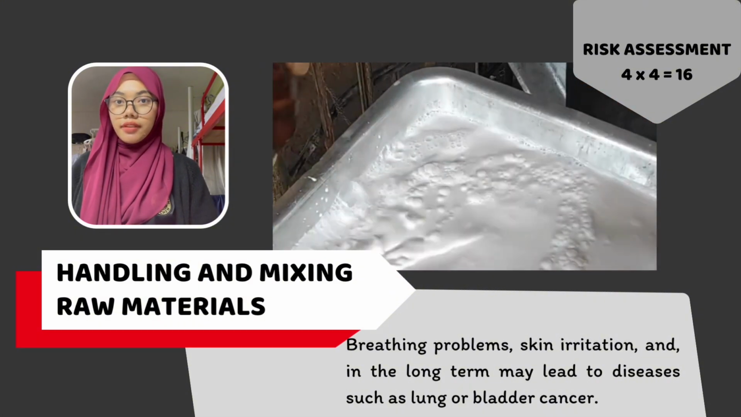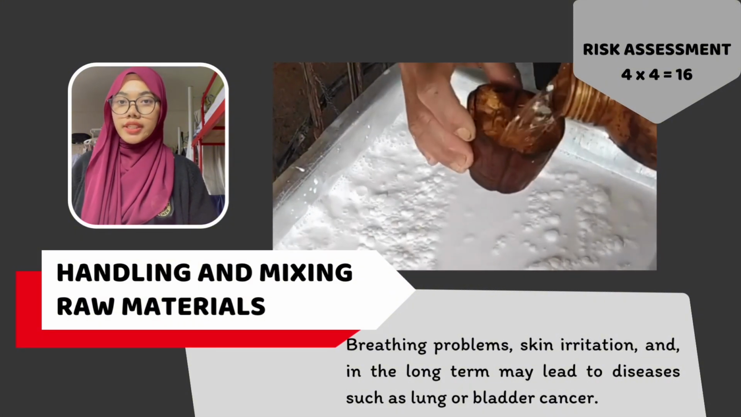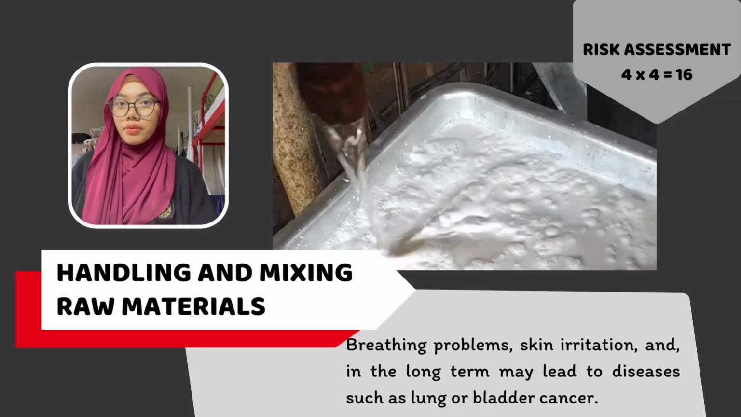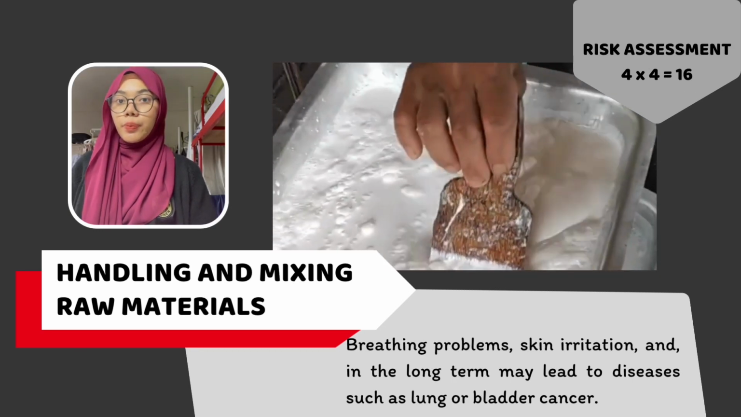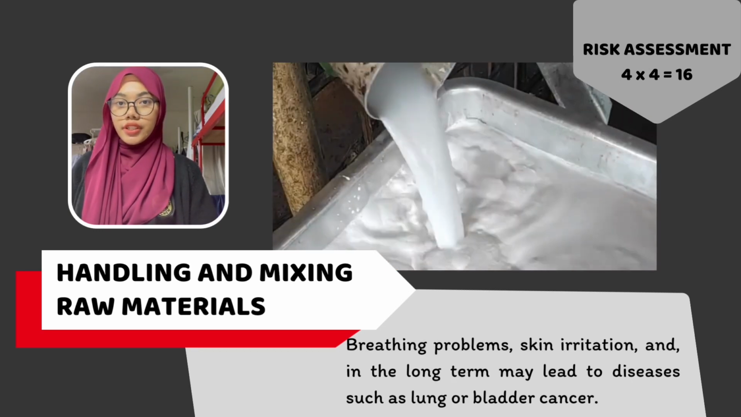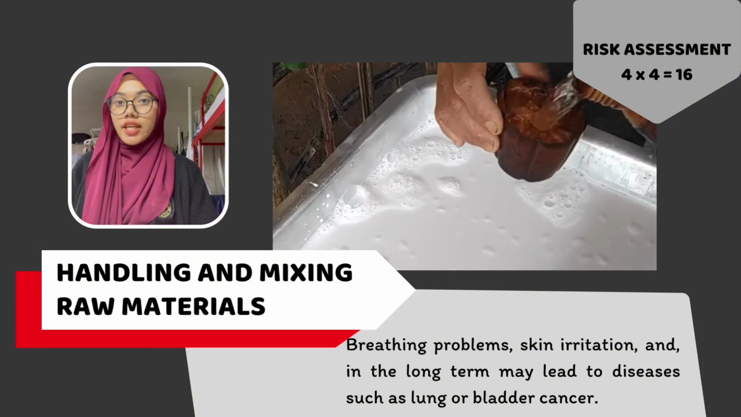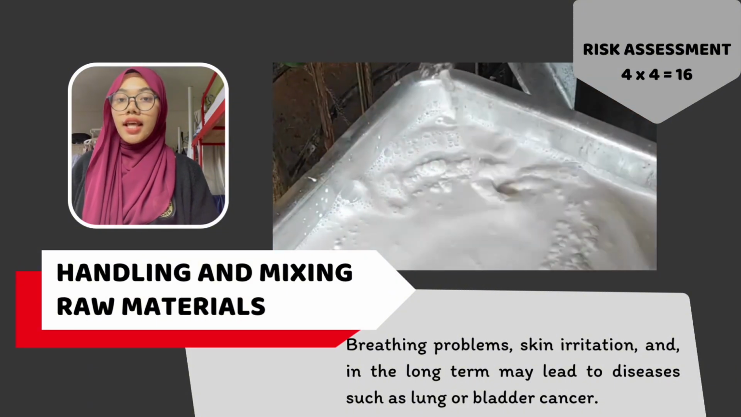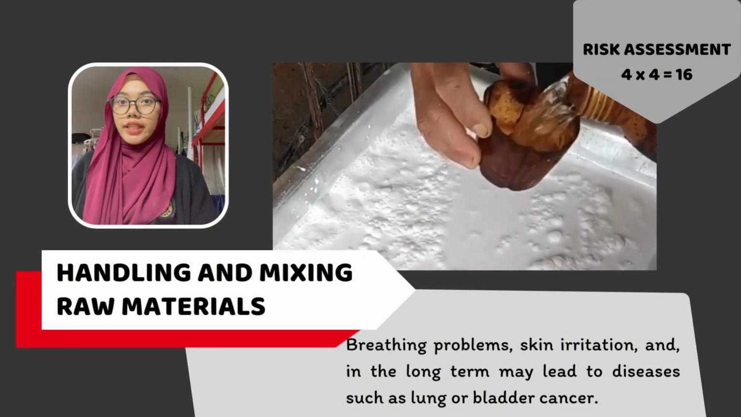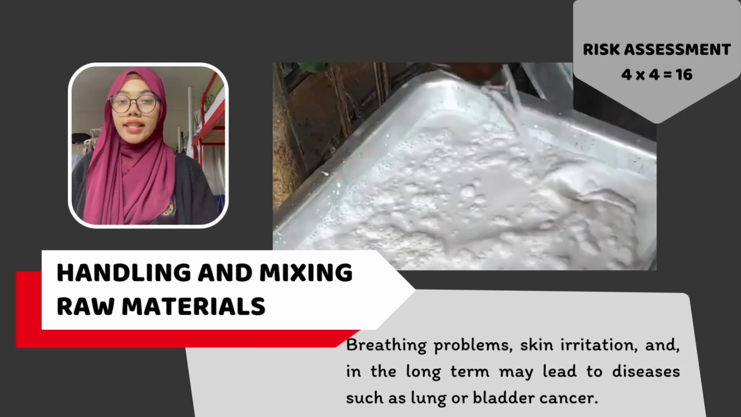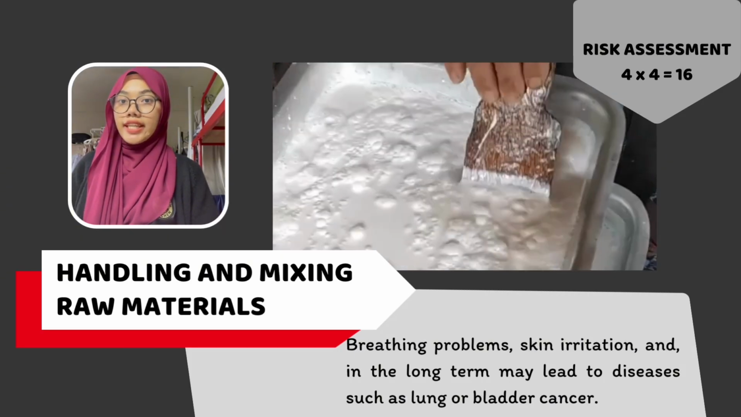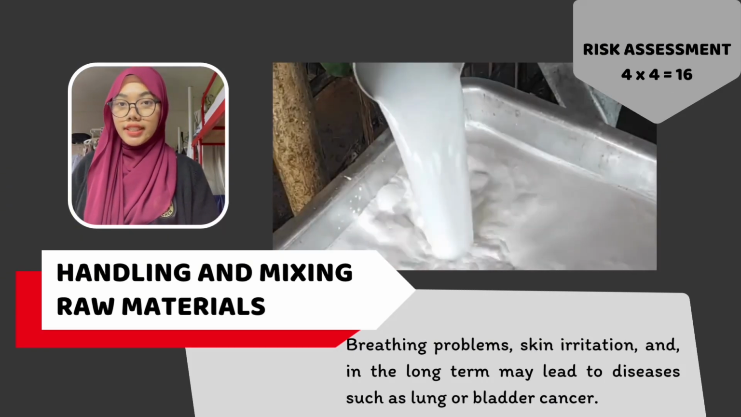This activity involves a chemical hazard where workers are exposed to dust and chemical fumes. The associated risks include breathing difficulties, skin irritation, and potential long-term disease such as lung or bladder cancer. The likelihood is 4, meaning the incident is likely to happen, and the severity is 4, indicating a major injury, resulting in a high risk score of 16.